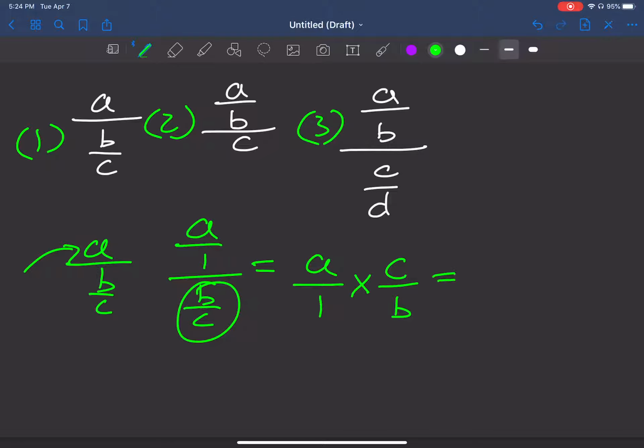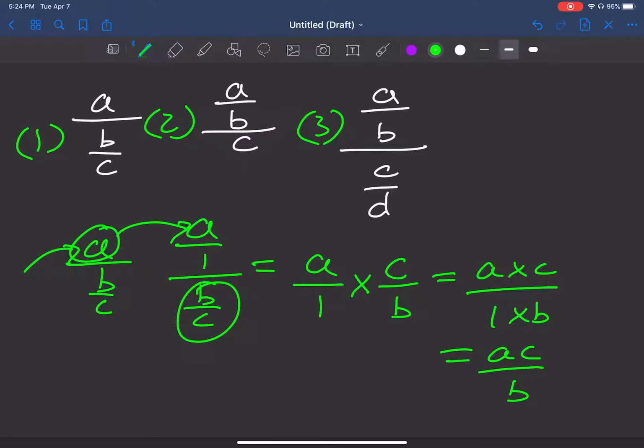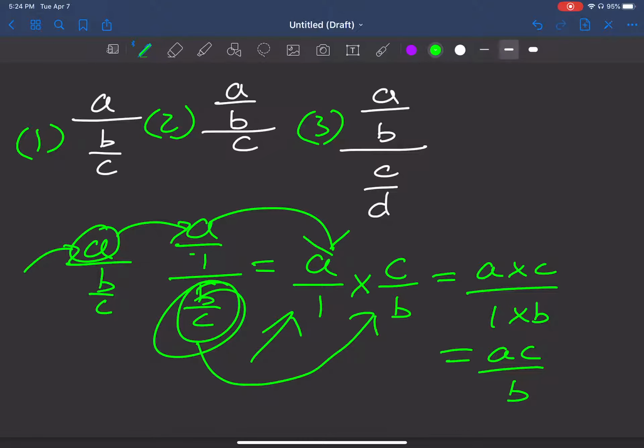Then I just do the math normal. So then it would be A times C, 1 times B, or AC times B, right? So again, you turn A into a whole number, you put a 1 underneath it. And then your next step, you're going to bring A over 1 down, just leave it. You're going to flip whatever's on the bottom. In this case, it's B over C. So you flip it, it becomes C over B. Then you just multiply straight across.